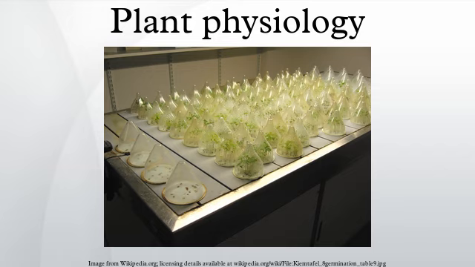The most important plant hormones are abscisic acid, auxins, ethylene, gibberellins, and cytokinins, though there are many other substances that serve to regulate plant physiology.